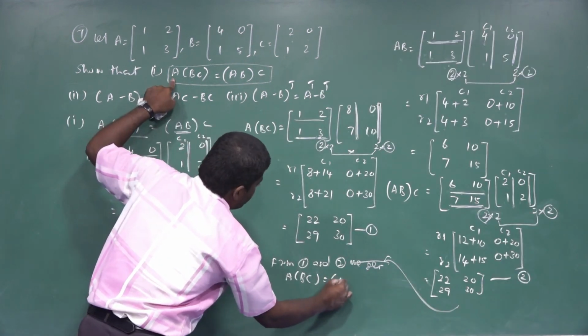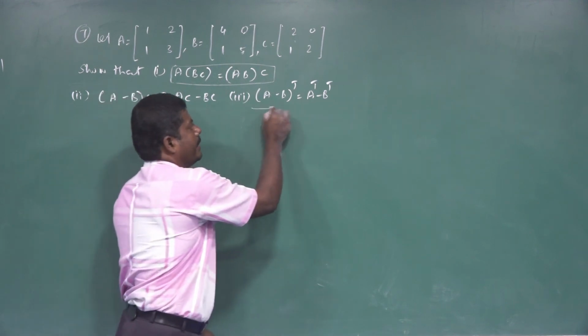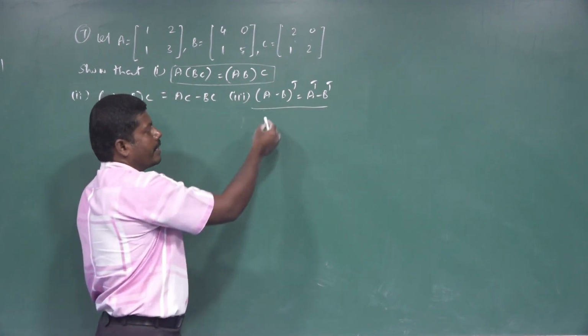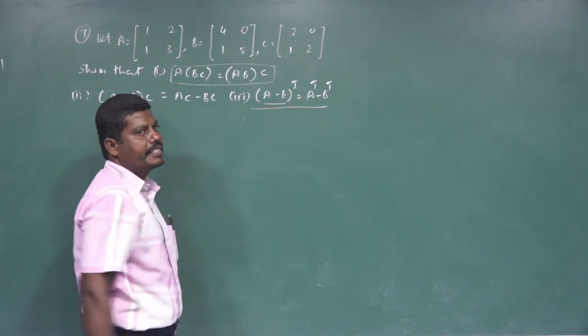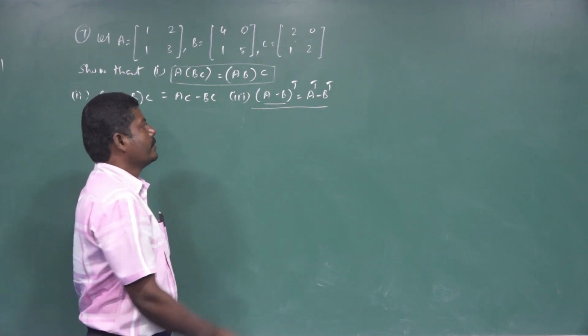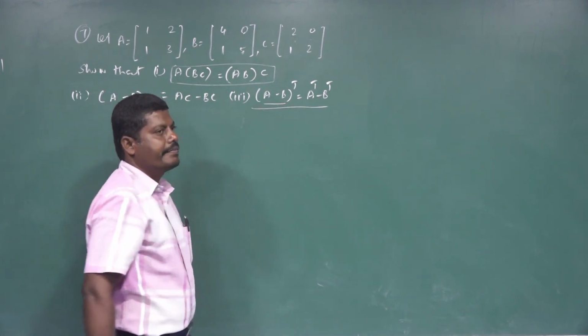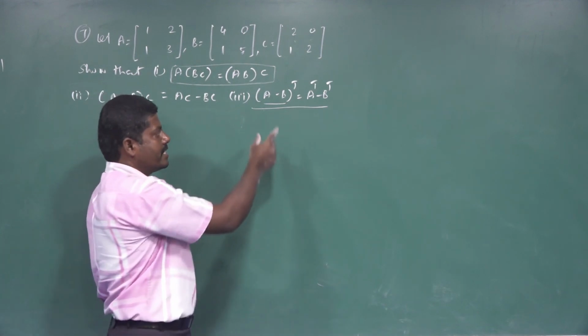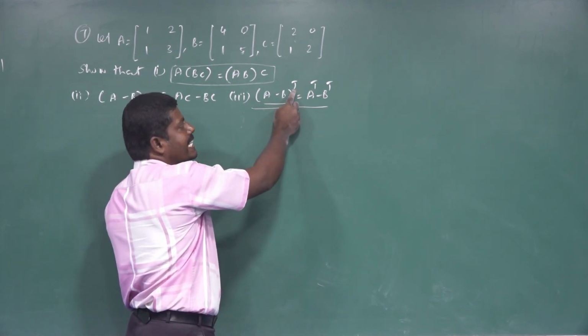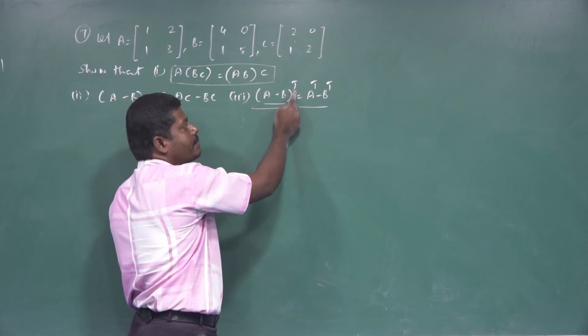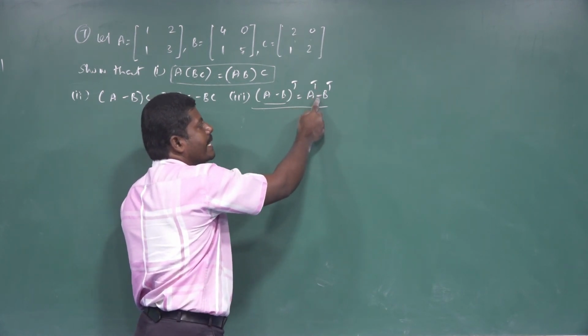Okay, now you take question number 3. First you find the left side. Within the bracket we have A minus B, so first you find A minus B. This question is A minus B the whole transpose equal to A transpose minus B transpose.